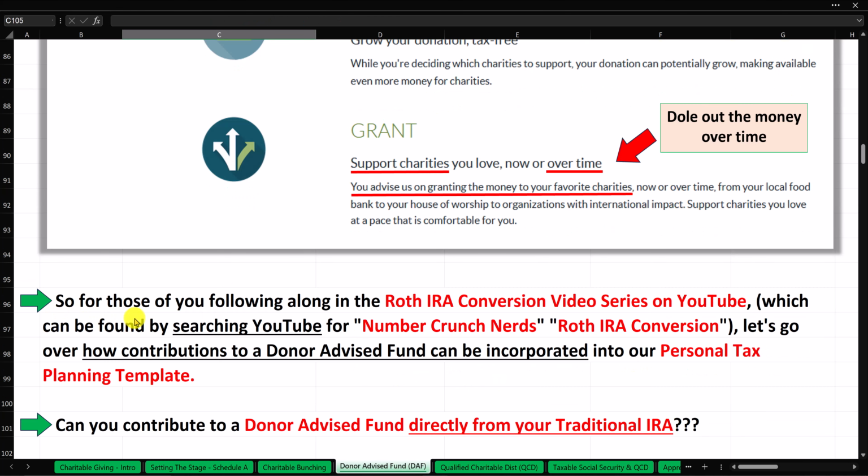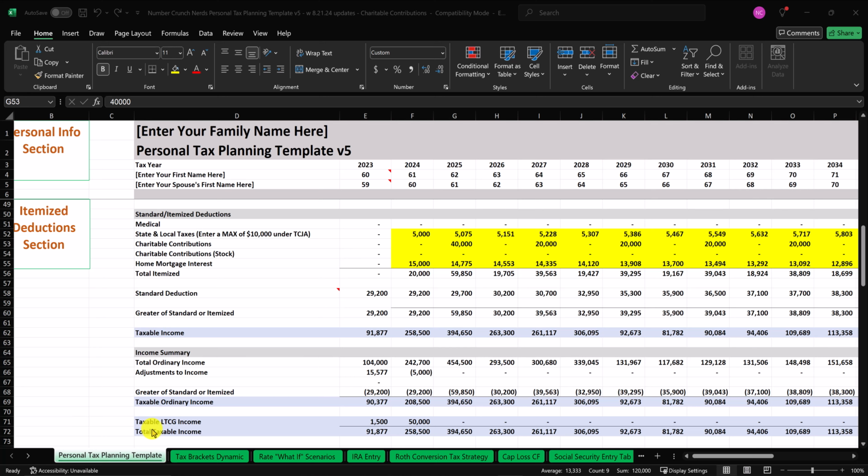Okay, so for those of you following along in the Roth IRA conversion video series on YouTube, which can be found, by the way, by simply searching YouTube for Number Crunch Nerds Roth IRA conversion, let's go over how contributions to a donor-advised fund can be incorporated into our personal tax planning template. All right, so we're in the personal tax planning template. We're in the standard and itemized deductions section.